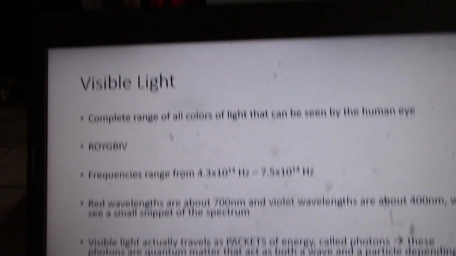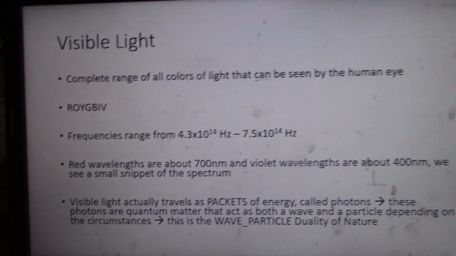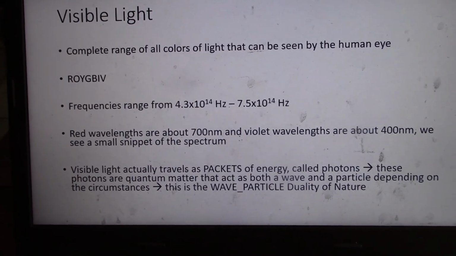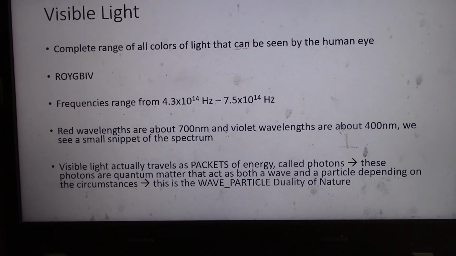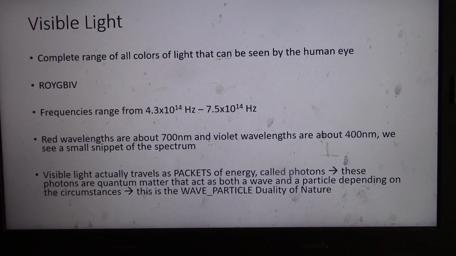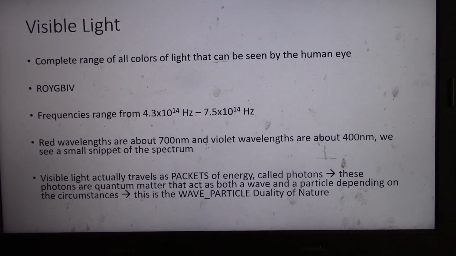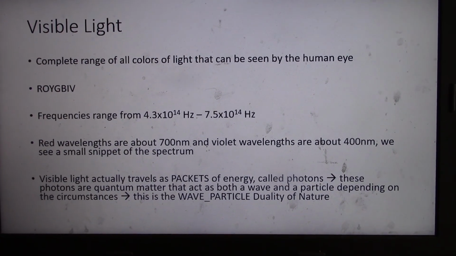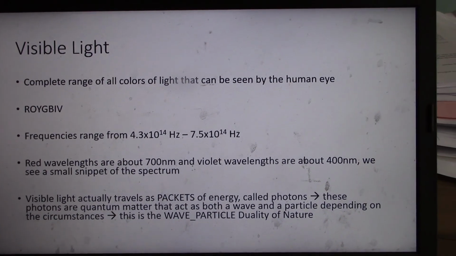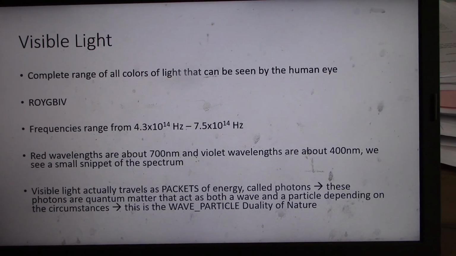Okay, so visible light is a very small portion of the electromagnetic spectrum. Right, red, orange, yellow, green, blue, indigo, violet. 4.3 times 10 to the 14th hertz to 7.5 times 10 to the 14th hertz. When you look at the size of the wavelength, so again, the frequency increases because we're moving up the electromagnetic spectrum. Red wavelengths are about 700 nanometers. Violet wavelengths are about 400 nanometers.